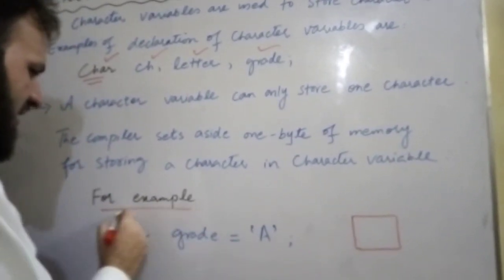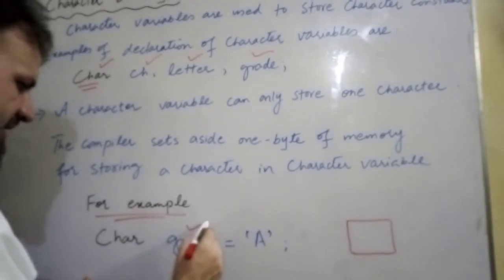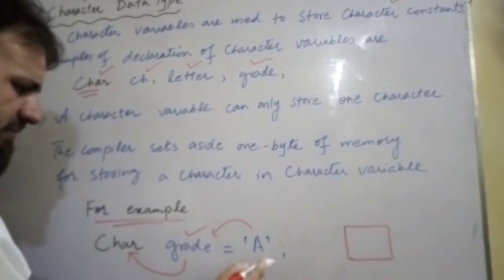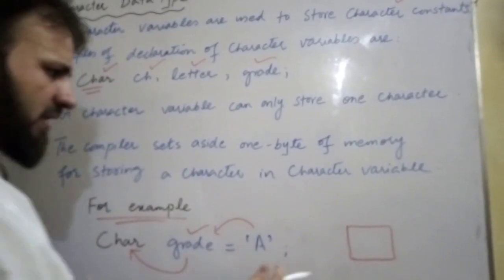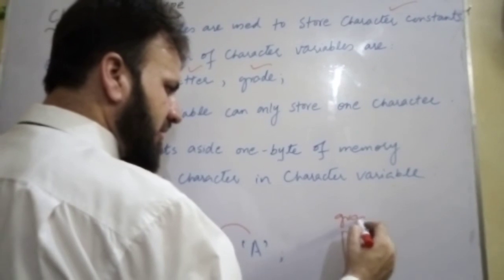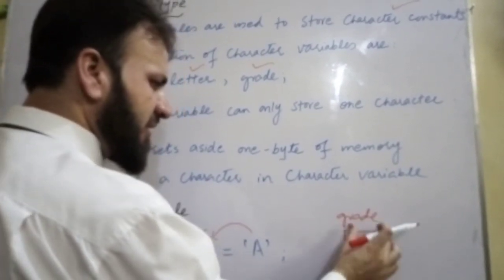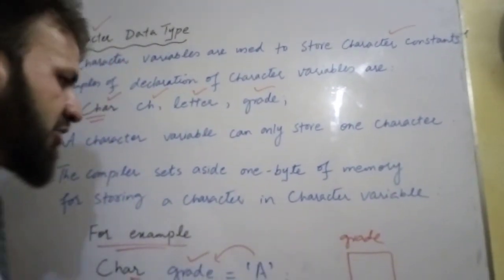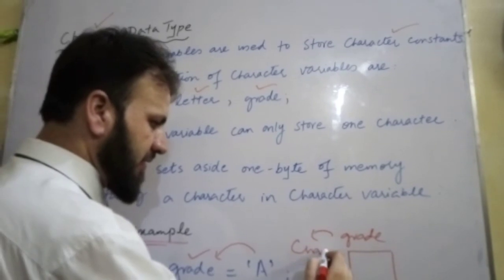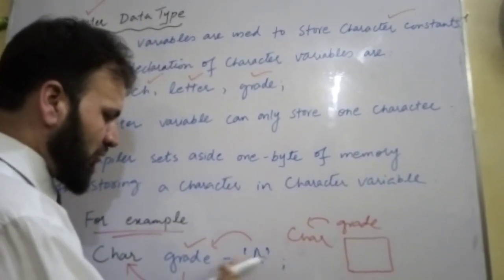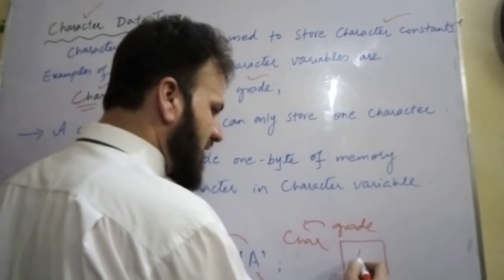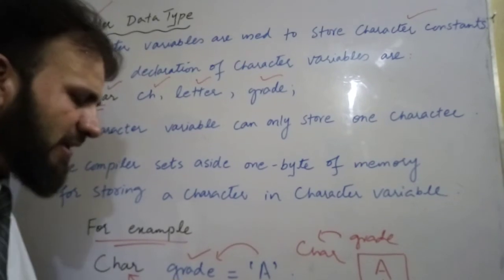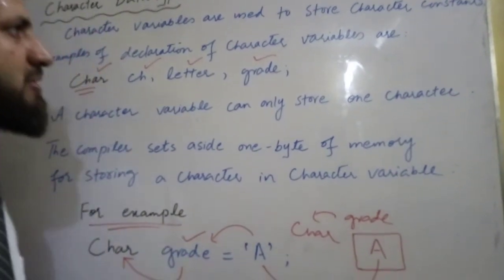For example, here we see the example that we have grade, its data type is character. So we can assign a character A to grade. In memory cell, there is a section of memory that has the name grade and its data type is character. Now we have assigned the value A to grade, so this A will be stored in grade, and we can use these variables in our program according to our requirements.